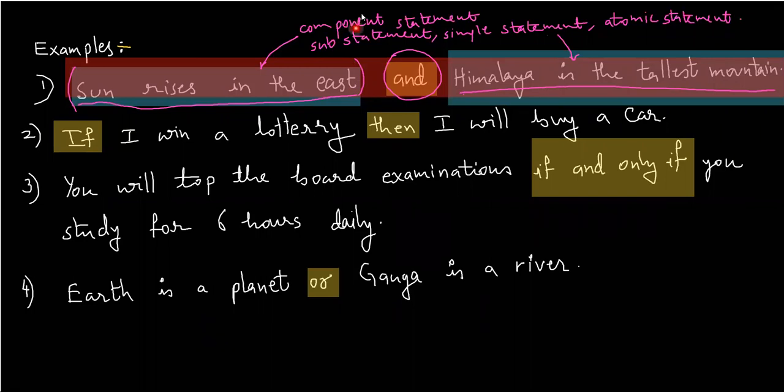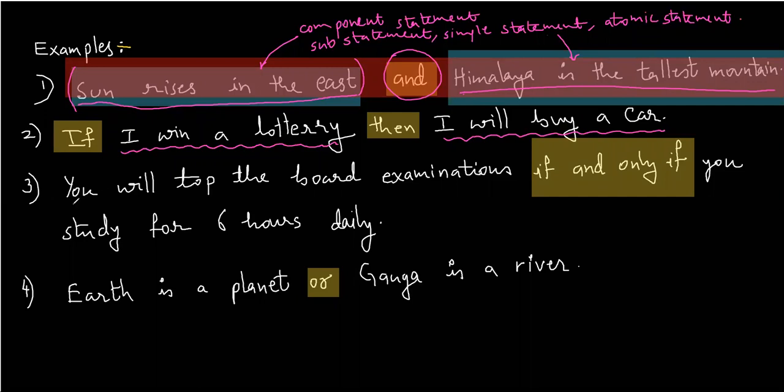Now, same way, students, check this. I have a simple statement: I win a lottery. Another: I will buy a car. And now what I'm doing is, for these two simple statements, I'm using a logical connective, "if, then". Using this, I make a compound statement. And the compound statement which I make is: if I win a lottery, then I will buy a car. This is the compound statement.